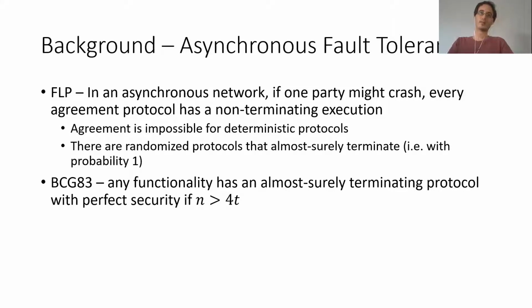In 1983, Michael Ben-Or, Ran Canetti, and Oded Goldreich showed that any functionality has an almost surely terminating protocol with perfect security if n is greater than 4t, where t is the number of parties the adversary controls. However, we have lower bounds for certain functionalities, for example, agreement, that show that those functionalities are impossible if n is less than or equal to 3t. Now, we want to close this gap somehow.